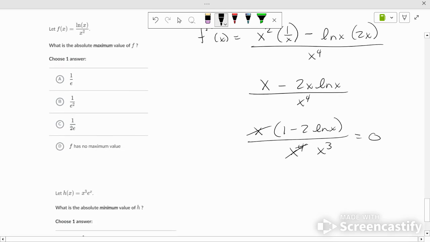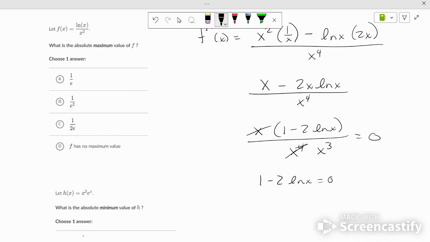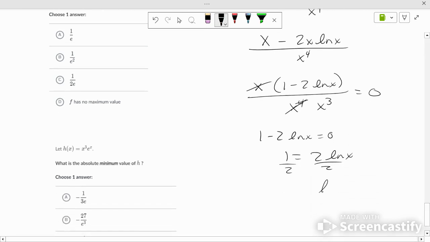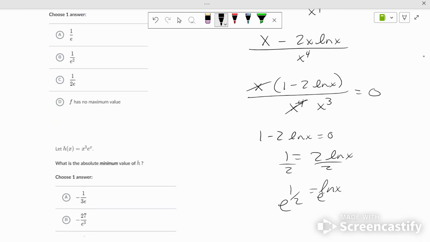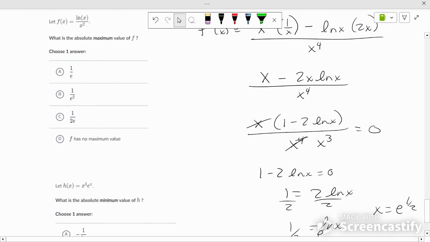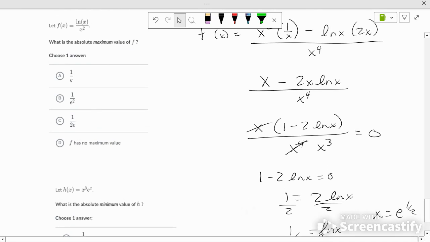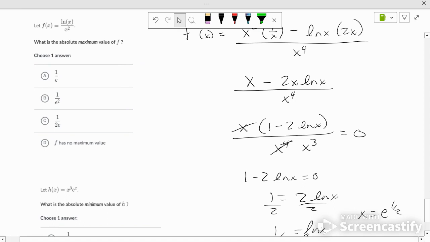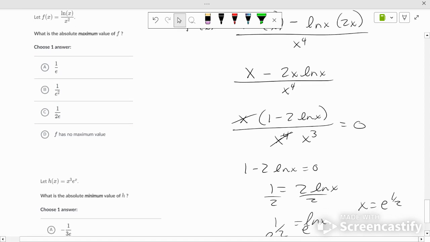I set this equals 0, solve it. So 1 minus 2 ln of x equals 0 if I multiply both sides by x cubed. So 1 equals 2 ln of x, divide by 2. Ln of x equals 1/2. And to get x alone, we e both sides. So x equals e to the 1/2 power. So that's either our max or our min, e to the 1/2 power.